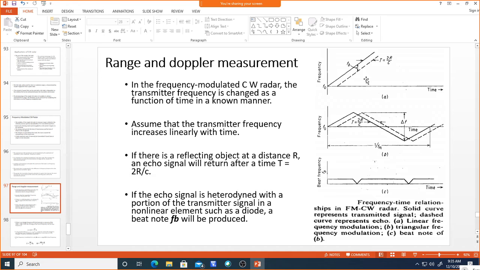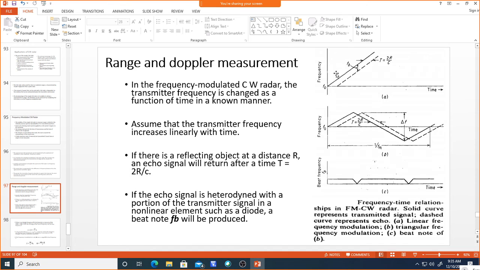Otherwise, if it goes into a little bit of the non-linear region, then the range and Doppler problems will occur. So that is a problem, and you need to take care when you are operating in the linear region. Now assume that the transmitter frequency increases linearly with time.